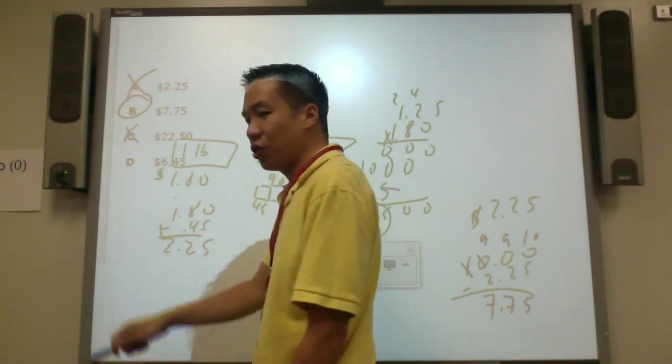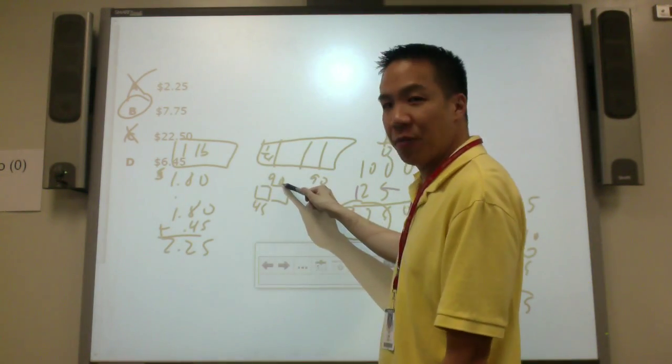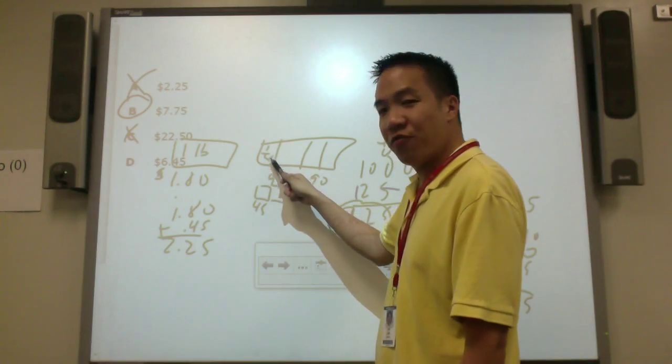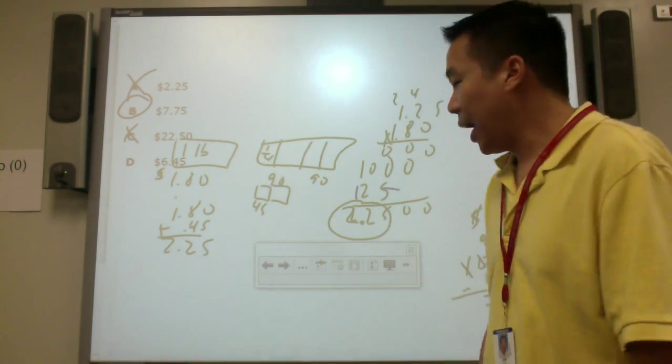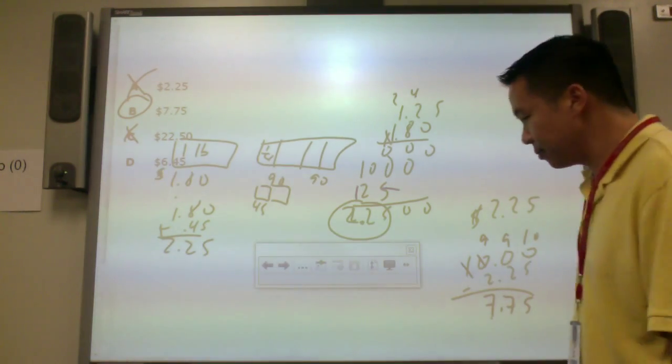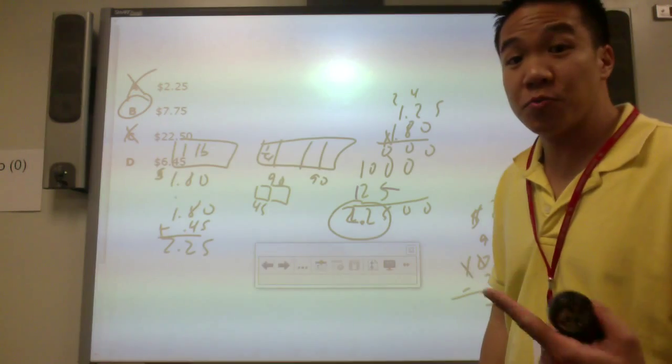B is the answer. So each pound costs $1.80. If you buy half a pound, it costs you 90 cents. 1/4 of a pound will cost 45 cents. So you spend $2.25. And then if you give them $10, $7.75 is the cost of how much change you'll get back.